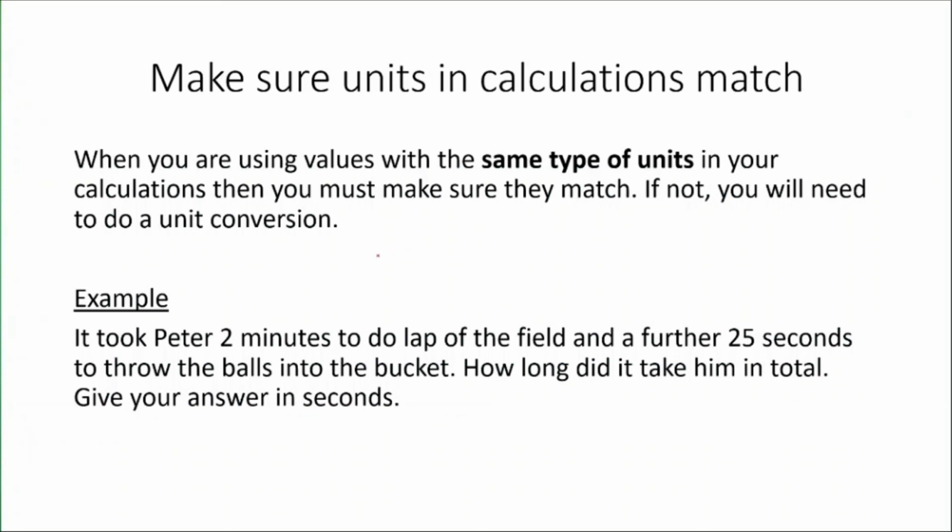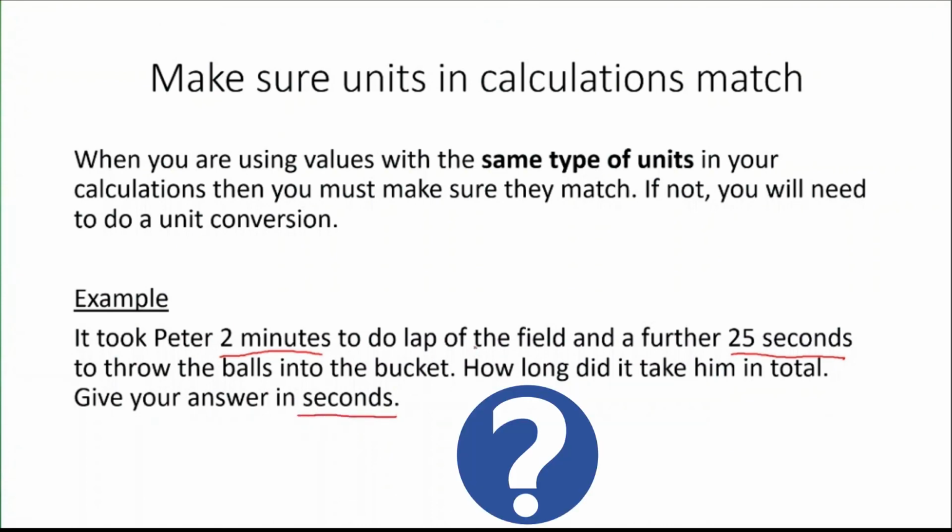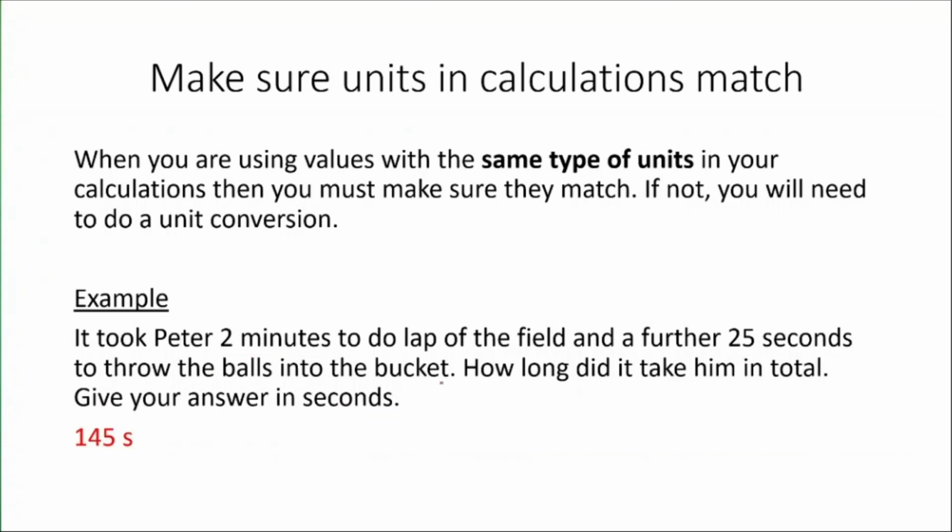Here's an example. It takes Peter 2 minutes to do a lap of the field and a further 25 seconds to throw the balls into the bucket. How long did it take him in total? Give your answer in seconds. Pause now and have a go. Your answer should be 145 seconds.